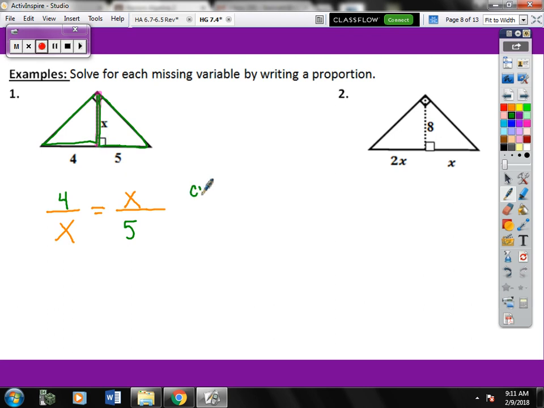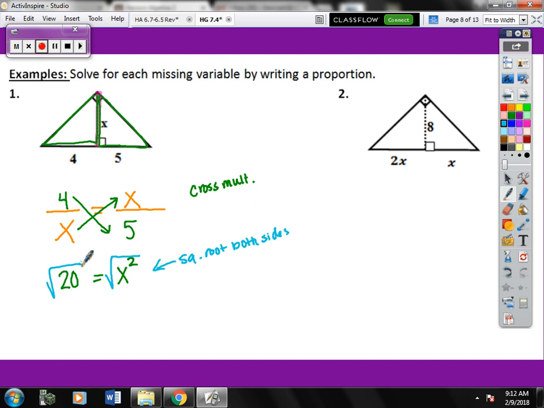So now we would cross multiply. Four times 5 is 20. Bring down our equal sign. Cross multiply the other direction. X times X gets us X squared, not 2X. And then just like the bell ringer, we're going to solve by square rooting both sides. Now when you square root X squared, these undo one another, just like adding 2 and subtracting 2 would undo and get back to 0. Squaring and square rooting undo one another to get me just X.